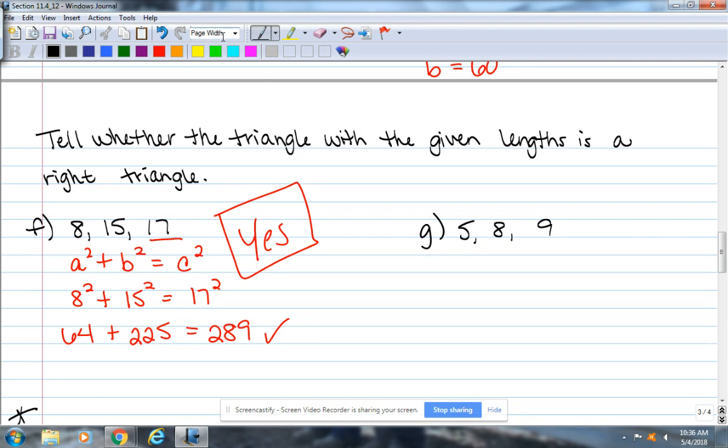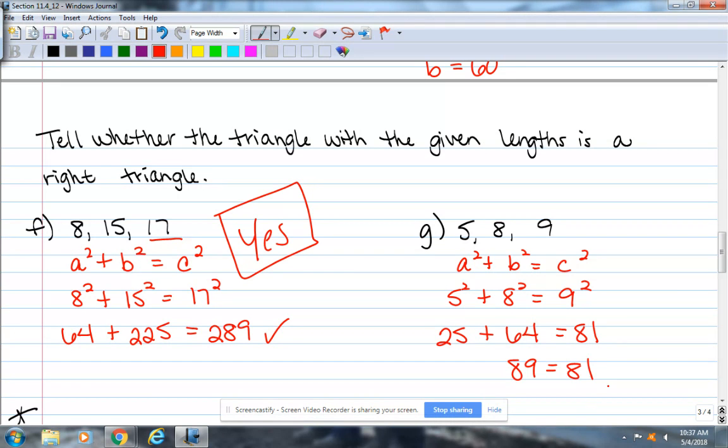What has to be C on problem G? 9 has to be your C. So I'm having 5 squared plus 8 squared. I'm going to see if that equals 9 squared. What is 5 squared? 25. Plus what's 8 squared? Equals what's 9 squared? Is that true? No, I'm getting 89. Does 89 equal 81? No.